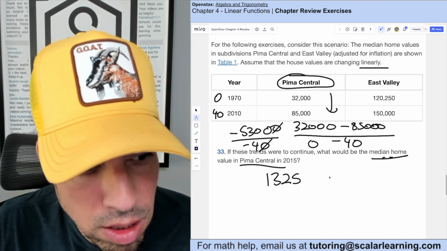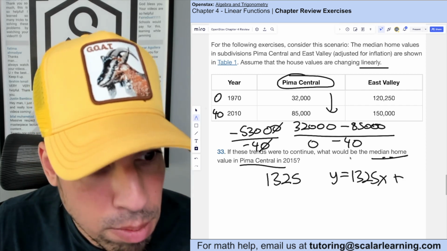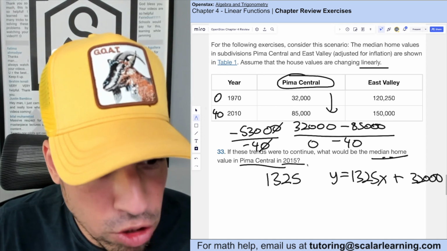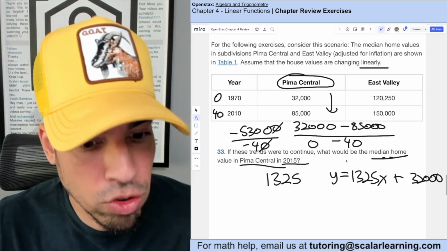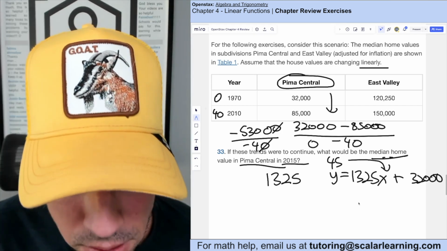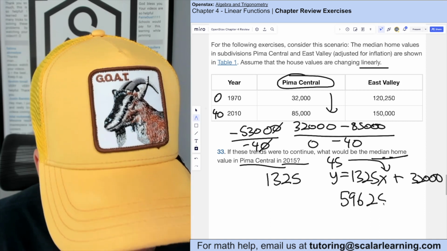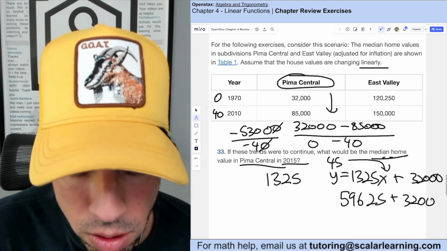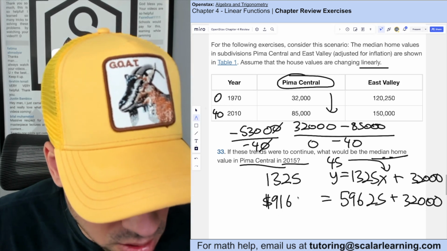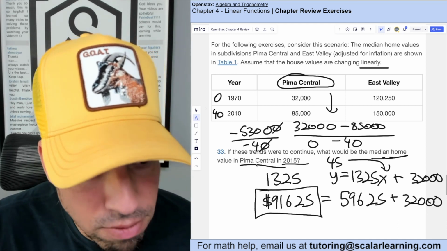So now we can get a linear equation for this, which would be y equals my slope times x plus my y-intercept of 32,000. And now if we want to make a prediction for 2015, that's 45 years from 1970, which means we'll plug 45 in for x. So 45 times 1,325 gives us 59,625 plus 32,000, which gives a final answer of 91,625 for the predicted median home value in 2015 for Pima Central.